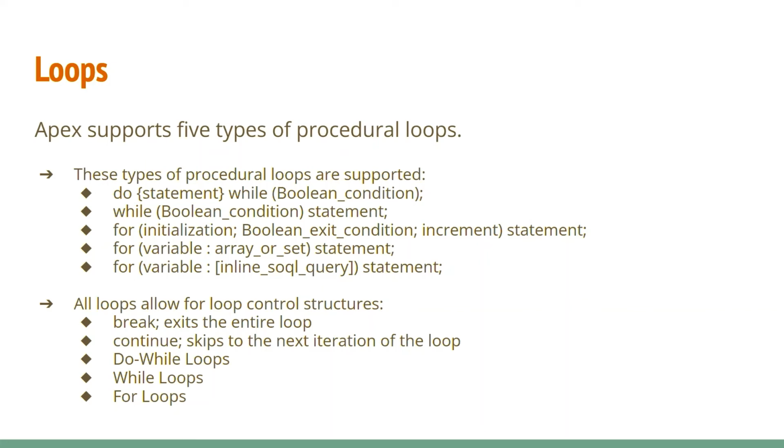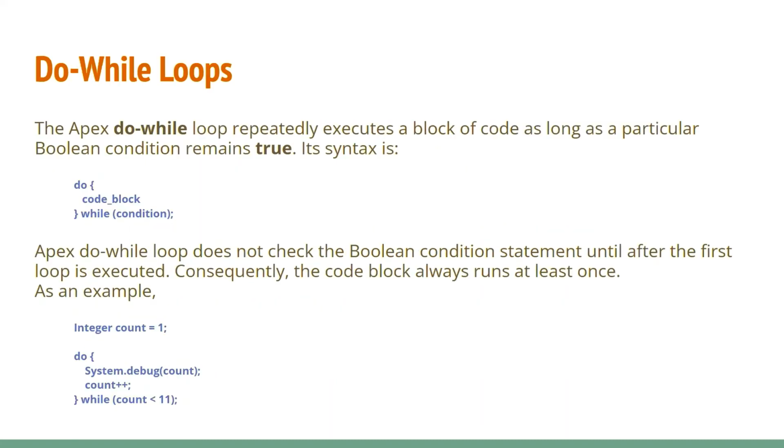All loops allow for loop control structures: break and continue. Break means exit the entire loop. Continue means skip the current iteration and move to the next iteration of the loop. We have do while loop, while loop, and for loops. The do while loop, as its name suggests, does something and then checks the condition. It will not check the condition first; it will run that particular code and then check the condition.